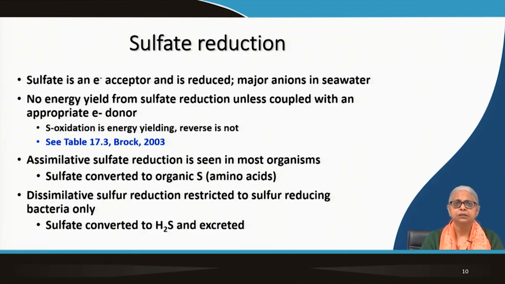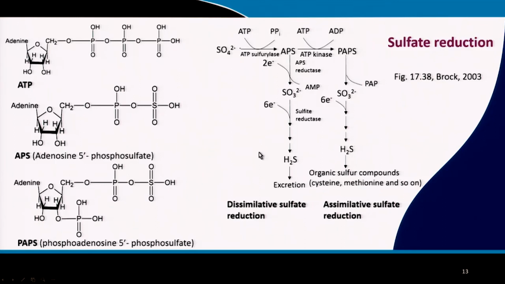And then we have dissimilative sulfur reduction, where sulfur reducing bacteria are the only ones that are capable of utilizing sulfate and converting it to sulfide, and that sulfide is excreted, and that is what I showed you in the Winogradsky column. Okay, so what we have here are some of the compounds that are involved in sulfate reduction. As we know, sulfate is going to be reduced to hydrogen sulfide. Now this is an 8 electron transfer, and it goes through a series of reactions before it is completed.